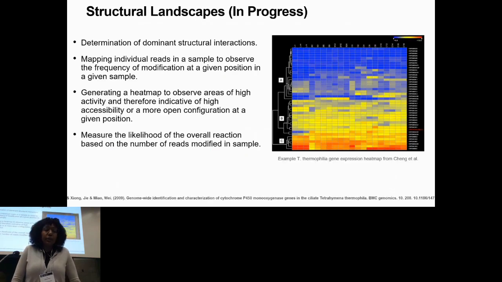And then finally, what we'd like to do is determination of dominant structural interactions, mapping individual reads and sample to observe the frequency of modification in a given position in a given sample, and generate a heat map to observe areas of high activity and therefore indicative of high accessibility or more open configuration at a given position. We want to measure also the likelihood of the overall reaction based on the number of reads modified in the sample, and that's some data that we already have with Nanopore.